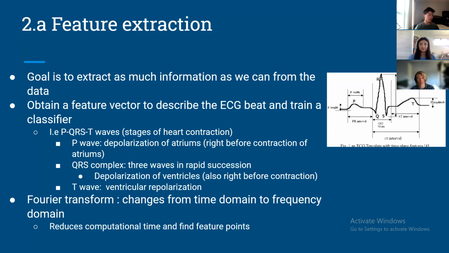Then the QRS complex is a rapid series of 3 different waves that come right after each other. They represent the depolarization of the ventricles, which also comes right before contraction. And then the T wave is ventricular repolarization, which happens after contraction. And then a Fourier transform is applied to these feature vectors to change them from the time domain to the frequency domain. This is used to reduce computational time and find feature points.